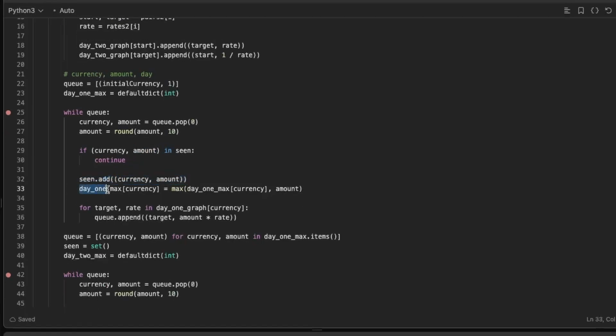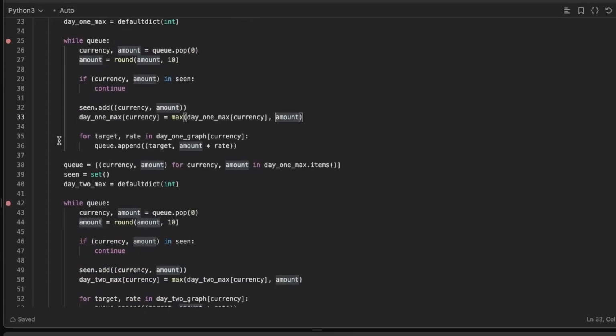Then we add it into our set to record that we've done it. Next we record the maximum of this currency that we've seen so far. If we've seen a greater value than before, then we record that. Then we try to convert this currency to every other currency that we can convert to. Once we finish this traversal, in our day 1 max we're going to have each currency and the maximum amount that we can get of each one. This is going to be the basis for our second graph traversal.